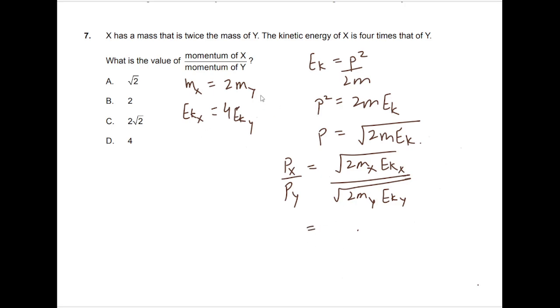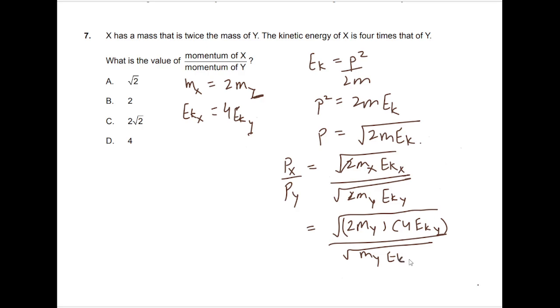Substituting the values from whatever was given in the question. So, let me just cancel out this root 2. I am left with mass of x, which is twice the mass of y, and kinetic energy of x, which is 4 times the kinetic energy of y, under the root, over root of mass of y and kinetic energy of y. Now, this mass of y and kinetic energy of y cancels out. So, I get root 8, which gives me 2 root 2. So, the correct option is C.